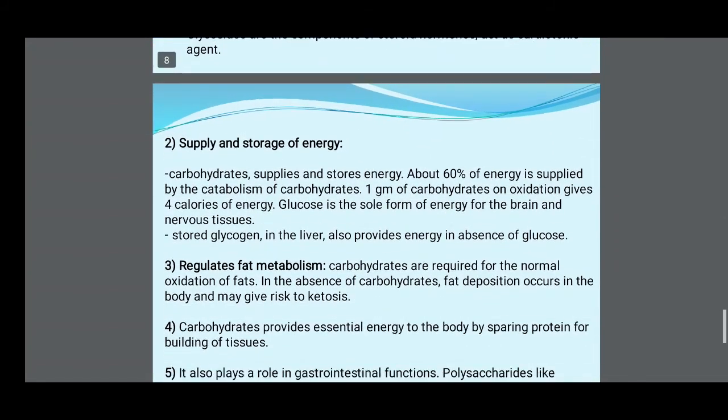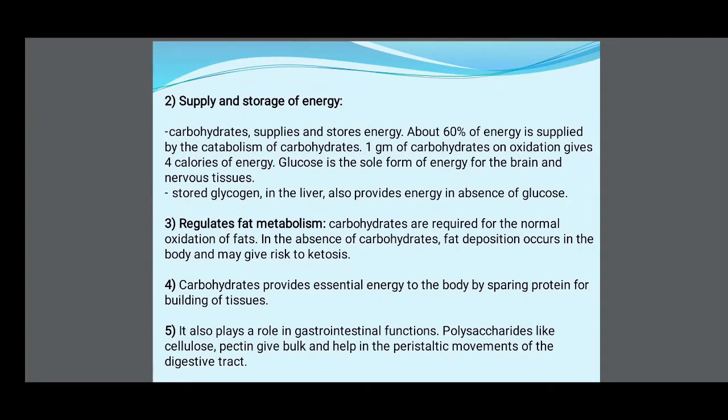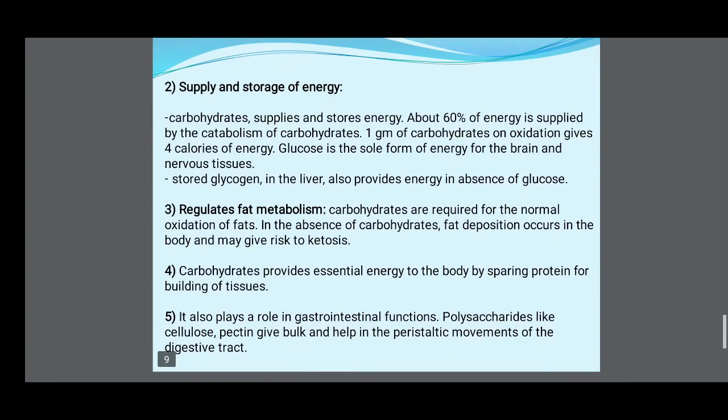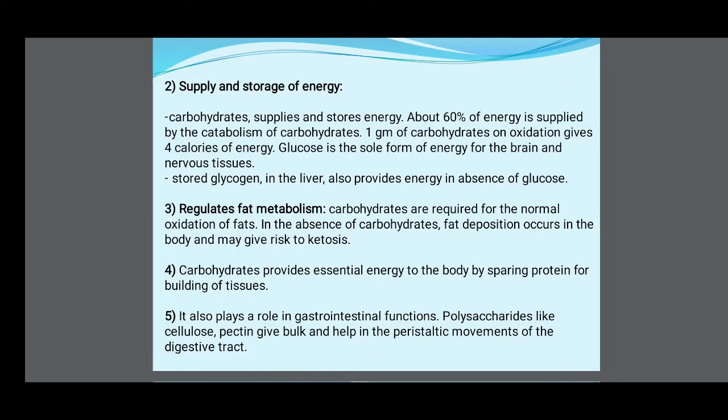Then supply and storage of energy. Carbohydrates supply and store energy. About 60% of energy is supplied by the catabolism of carbohydrates. 1 gram of carbohydrate on oxidation gives 4 calories of energy. Glucose is the sole form of energy for the brain and nervous tissue. Stored glycogen in the liver also provides energy in absence of glucose.